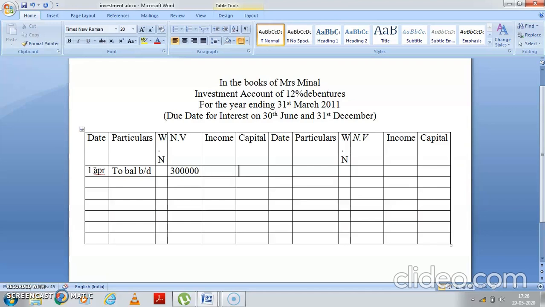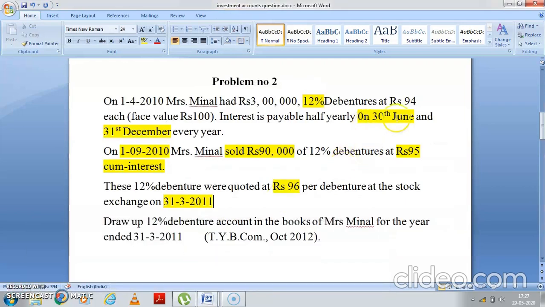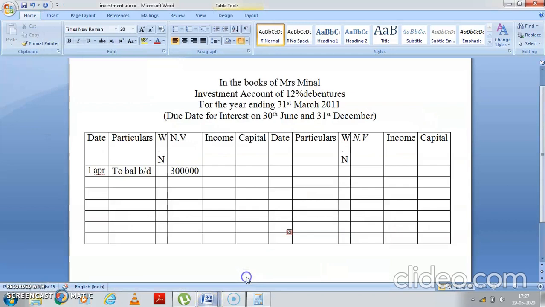Income, we will see to it. Capital. Now see, they have not given you capital directly. Cost price, they have told you the cost price is what? 94 rupees. I have already told you how you will get the number of shares: 3 lakhs divided by 100. You are getting how many? 3000. Multiply by one share price, which is 94 rupees. So 94 rupees, it comes to 2,82,000. Correct? So you're going to write here 2,82,000.